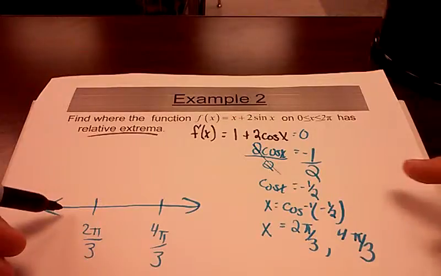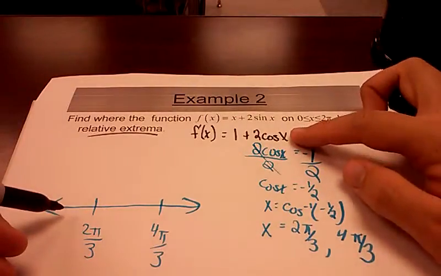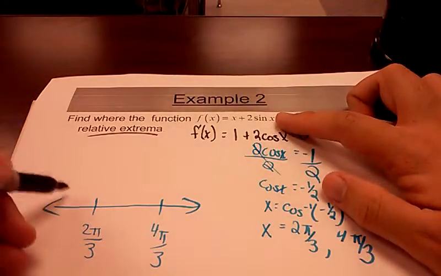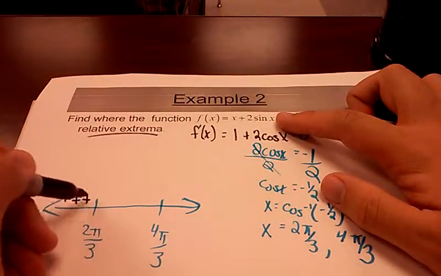So remember, plug this into the derivative. Well, where's the derivative at? The derivative is right here. So cosine at 0 is 1. 1 times 2 is 2. 2 plus 1 is 3. So either way, it's a positive value. So I got positive there.